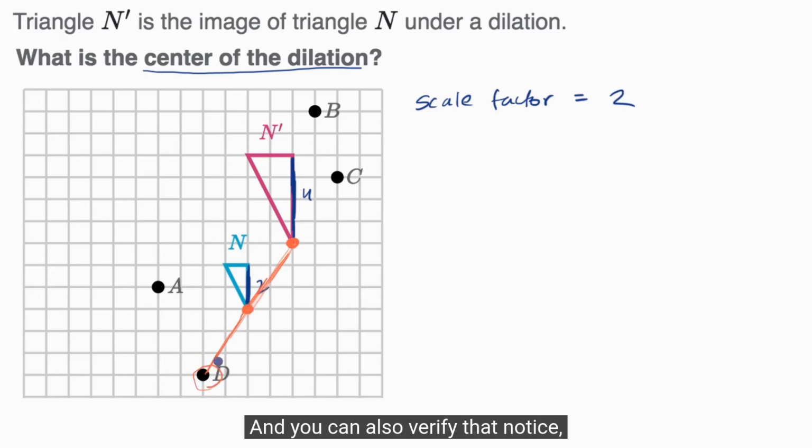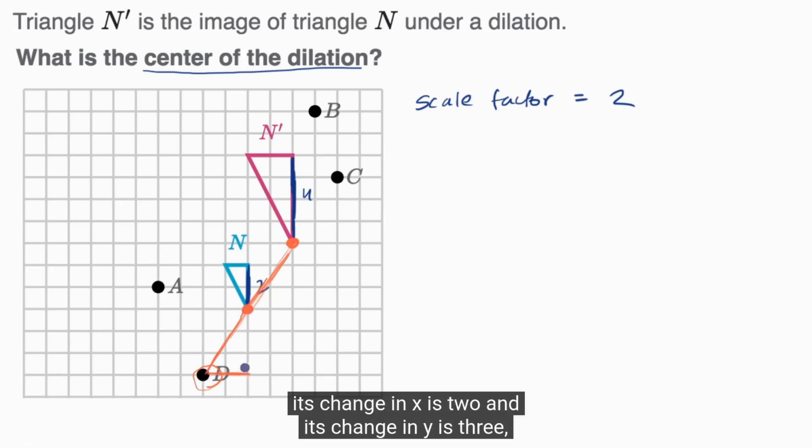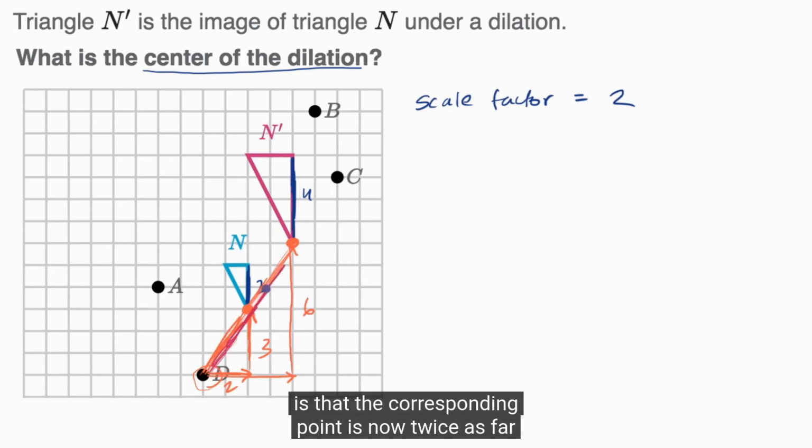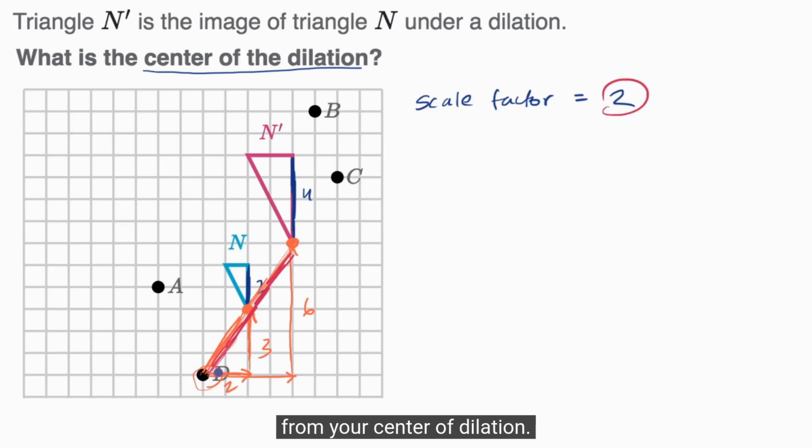And you can also verify that, notice, this first point on the original triangle, its change in x is 2, and its change in y is 3, to go from point D to that point. And then if you want to go from point D to its image, well, now you have to go twice as far. Your change in x is 4, and your change in y is 6. You could use the Pythagorean theorem to calculate this distance and then the longer distance. But what you see is that the corresponding point is now twice as far from your center of dilation.